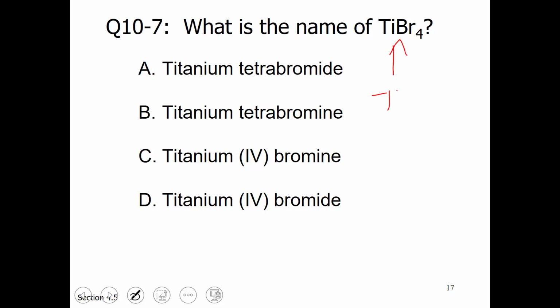This is a transition metal. So therefore I need Roman numerals. So definitely not that. Definitely not that. Remember, bromine is a monoatomic anion, so that gets the "ide" ending. And of course, the oxidation state of the titanium is going to be +4. So I like the idea of D, titanium 4 bromide.